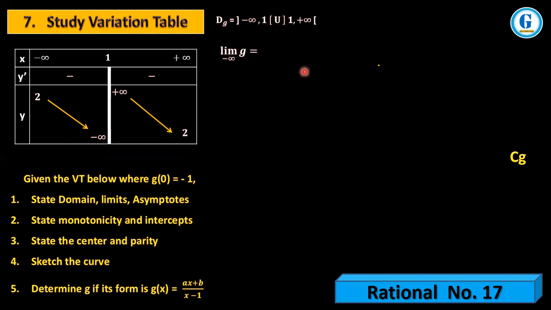That is the domain. Then the limit as x tends to negative infinity is 2. As x tends to 1 from below is negative infinity. As x tends to 1 from above is positive infinity. And as x tends to positive infinity, what do we have? We have 2. Those are the limits. And for the asymptotes, we have the vertical asymptote, x equals 1. The horizontal asymptote is the line y equals 2.